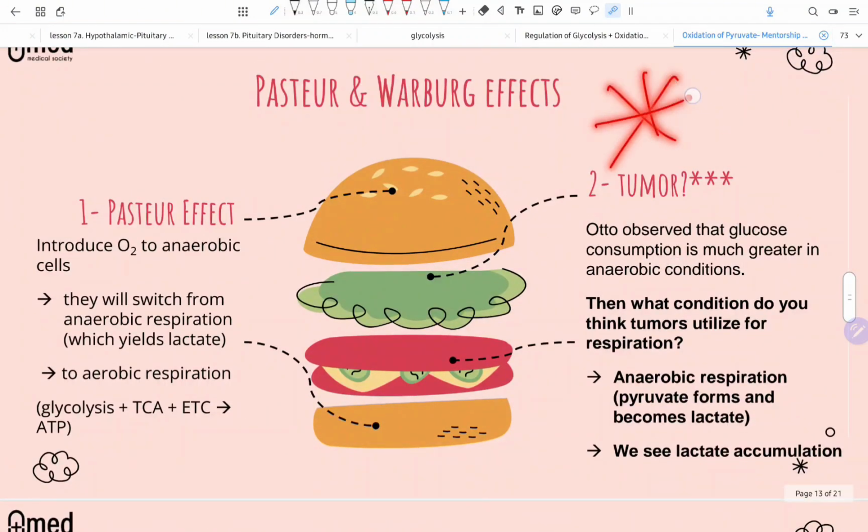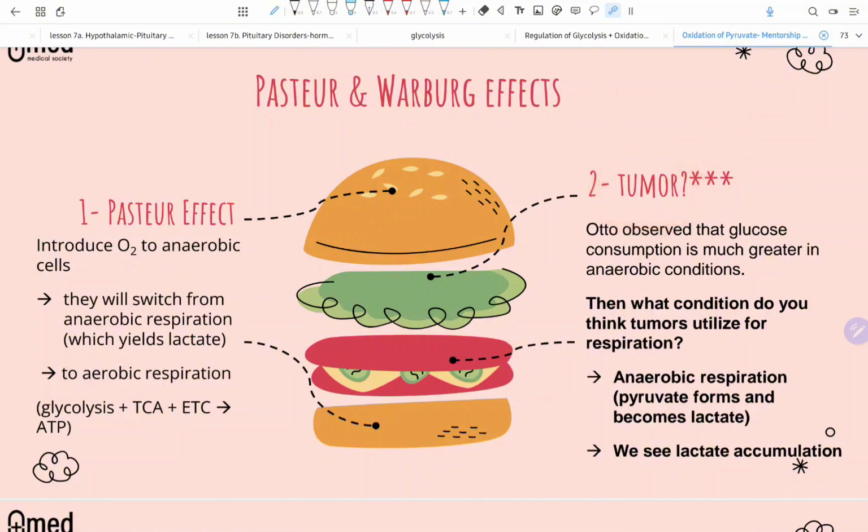Now this is very important because a question came from this last year in our exam. So what is the Pasteur and Warburg effect? The Pasteur effect: if you introduce oxygen to an anaerobic cell, then this cell is going to switch from anaerobic respiration to aerobic respiration immediately, okay? And then this guy observed that glucose consumption is increased in anaerobic conditions.